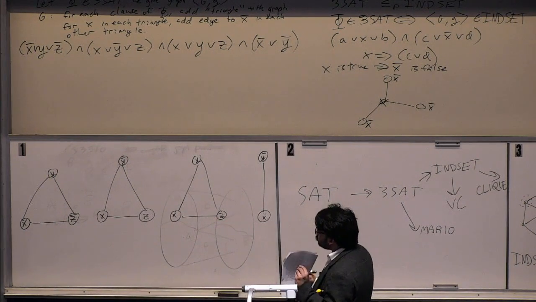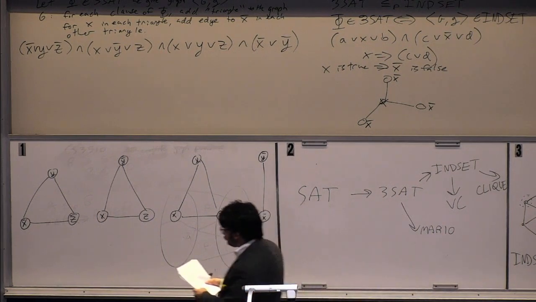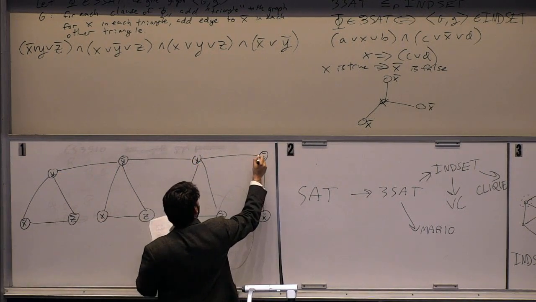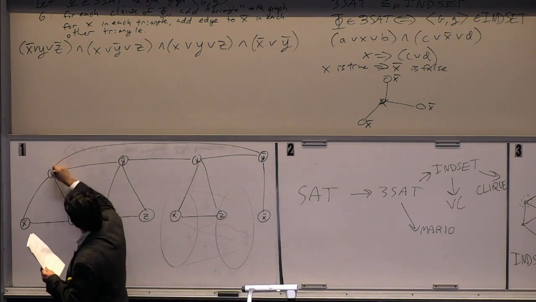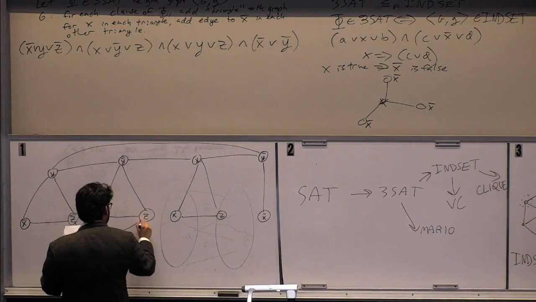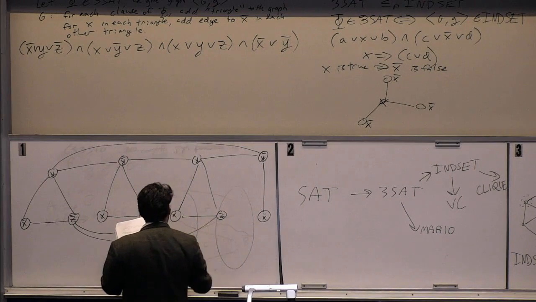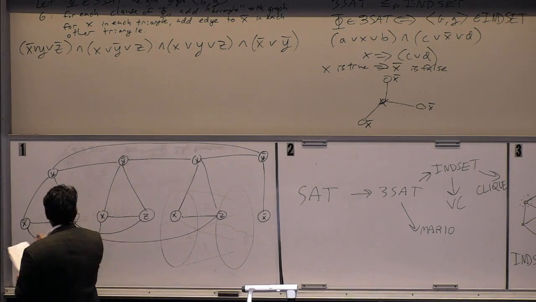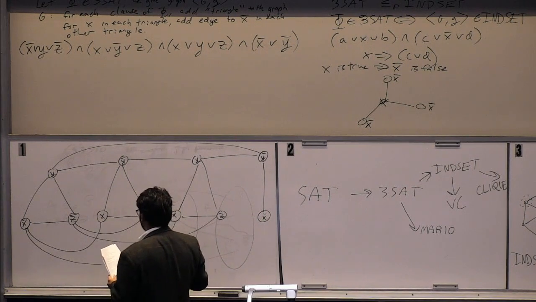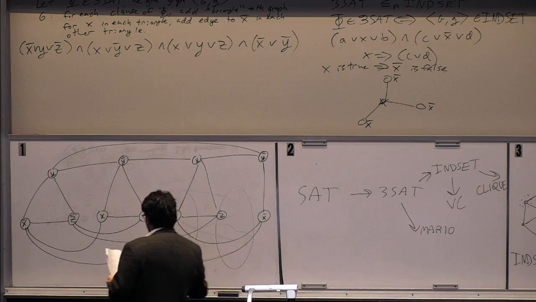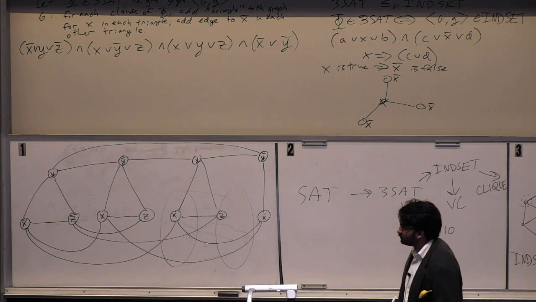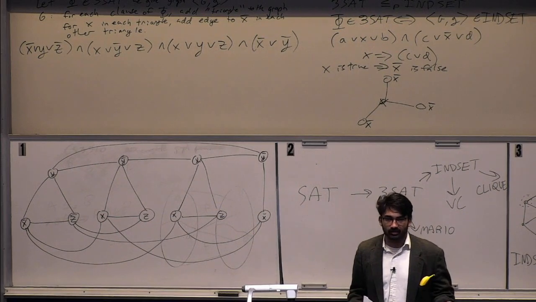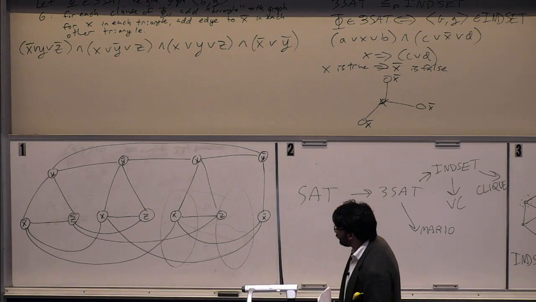Now for each X in each clause, we're going to add an edge to not X. What does that look like? Y and not Y, here we're going to add an edge. Y, not Y. And then one goes here. Z and not Z. X and not X. Okay, did I miss any? Double check that for me. Every Y that appears in one clause is connected to the not Ys that appear in all other clauses, right? I think that's all the edges.